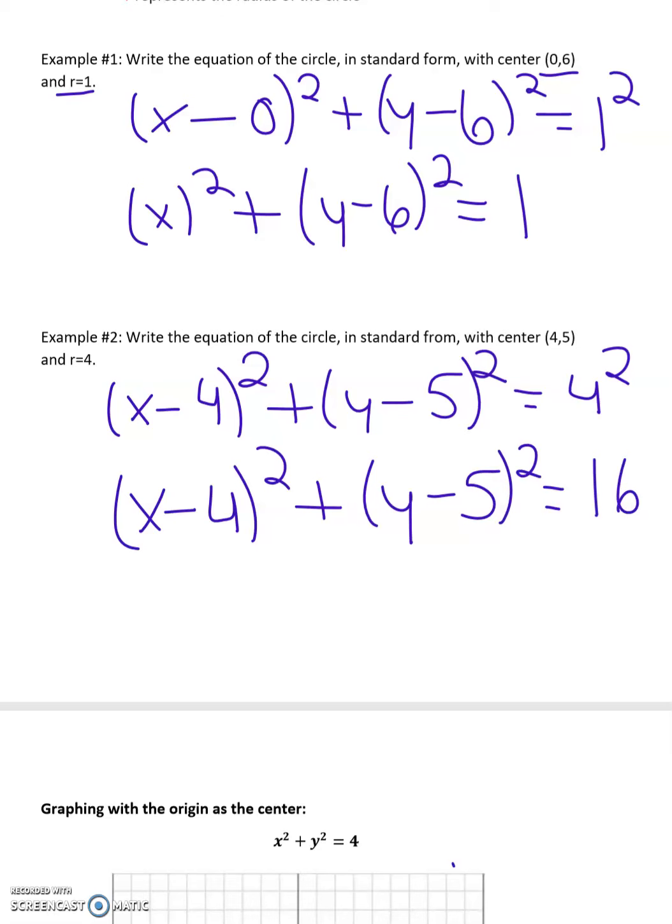So those are just two examples of when you're given a center and a radius and they ask you to write the equation of the circle. All you have to do is plug them into the formula.